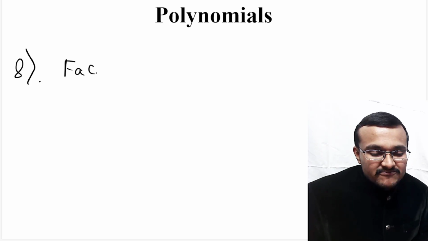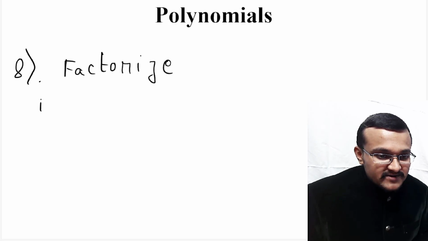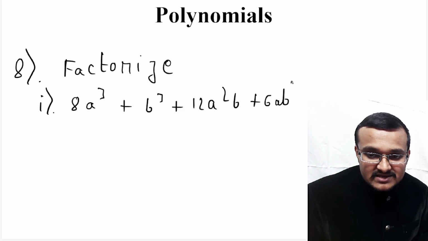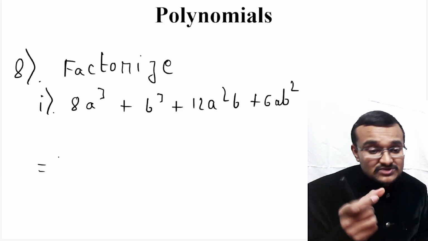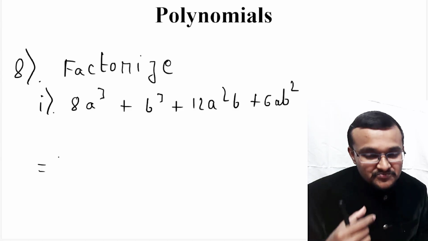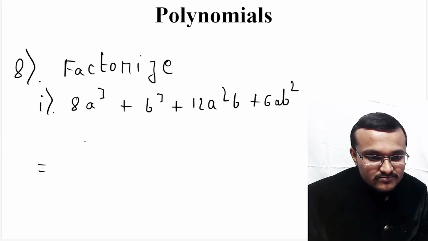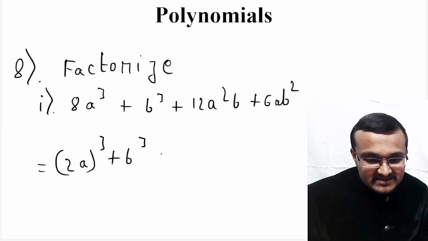So here you have to factorize the given polynomials using a suitable identity. So the first question in this 8th question is 8a cube plus b cube plus 12a square b plus 6ab square. Now you can write this in the form of a plus b whole cube. So here you can use the a plus b whole cube identity. So in order to convert this into a plus b whole cube form, you have to do some minor modifications in this particular polynomial. So we can take this as 2a whole cube, and this b cube we can keep like that only.